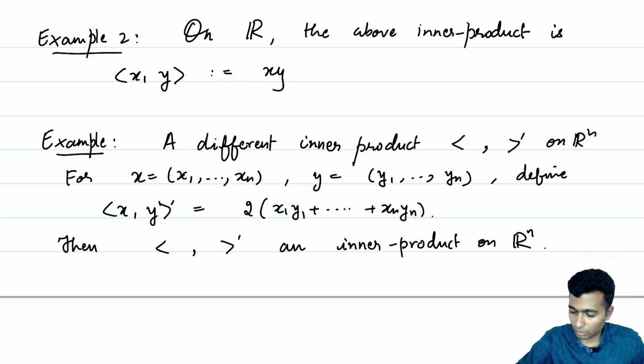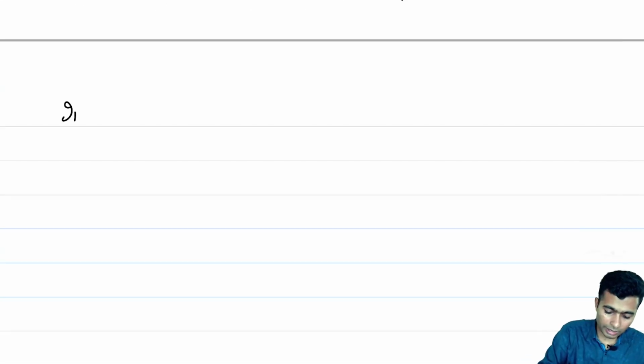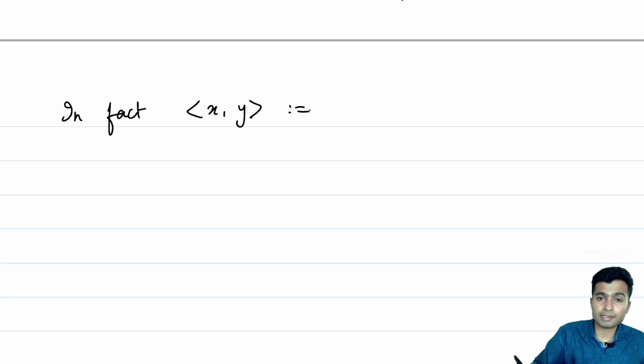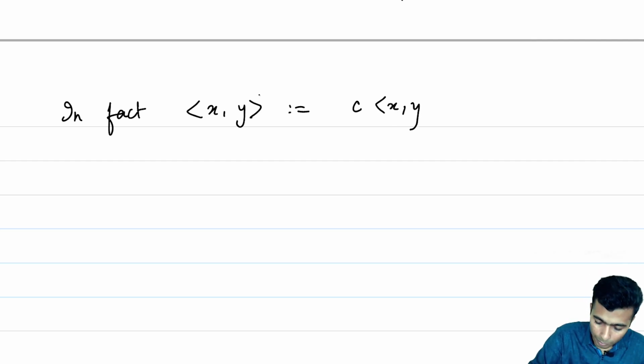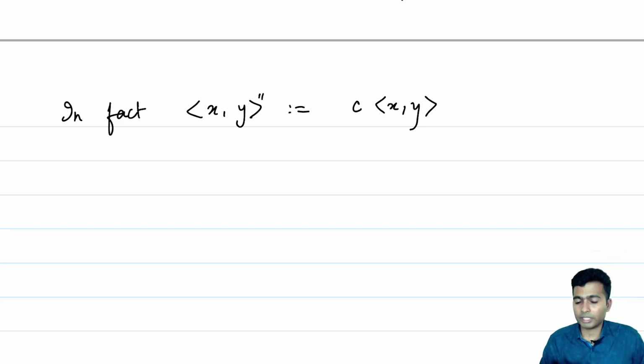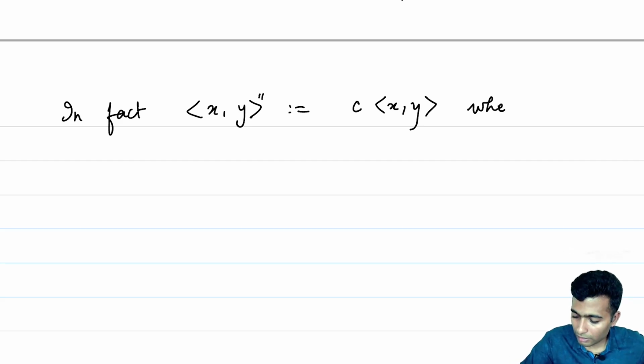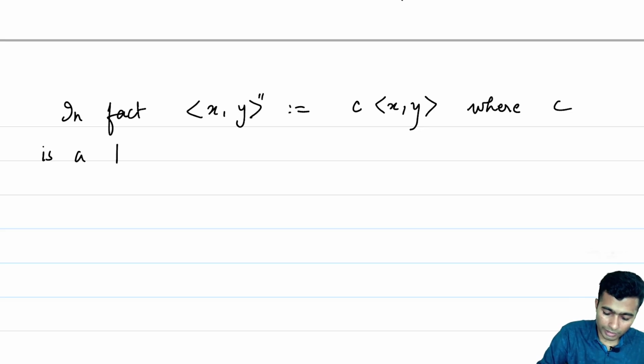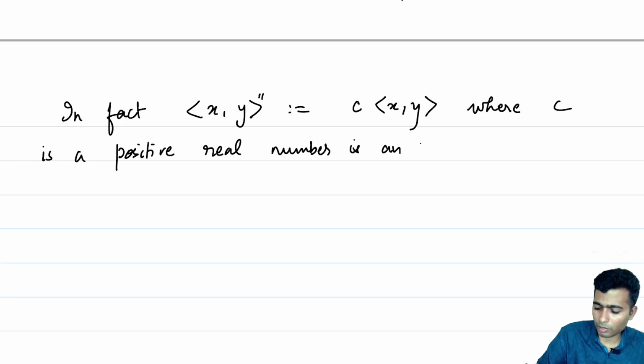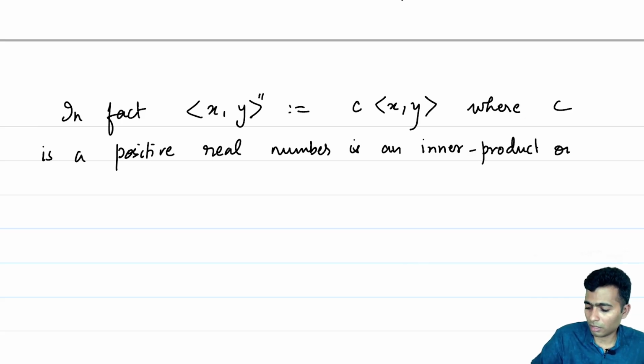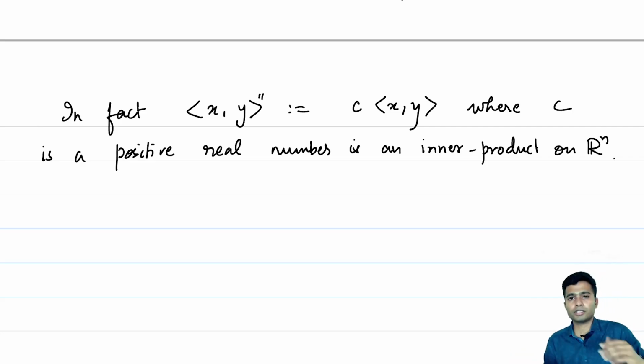In fact, x comma y defined as C times the inner product of x, so let me put a double prime here, C times x comma y, where C is a positive real number, is an inner product on Rn. So as you can see, one could define multiple inner products on the same vector space.